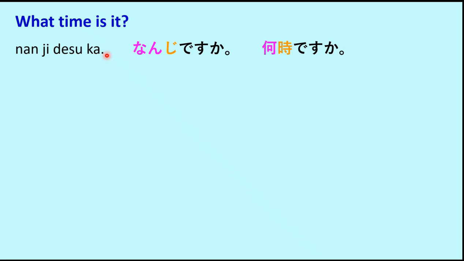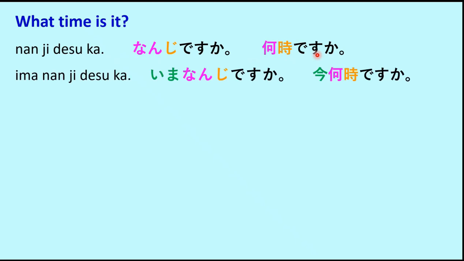Similarly, nanji desu ka? Nanji desu ka means what time is it? And here you can see the kanjis. Nan, this is the kanji for nan or nani, and this is the kanji for ji, which we have just seen. So nanji desu ka means what time is it? Or we can say ima nanji desu ka? Now ima means now or the current time. That means what's the time now? What time is it now?